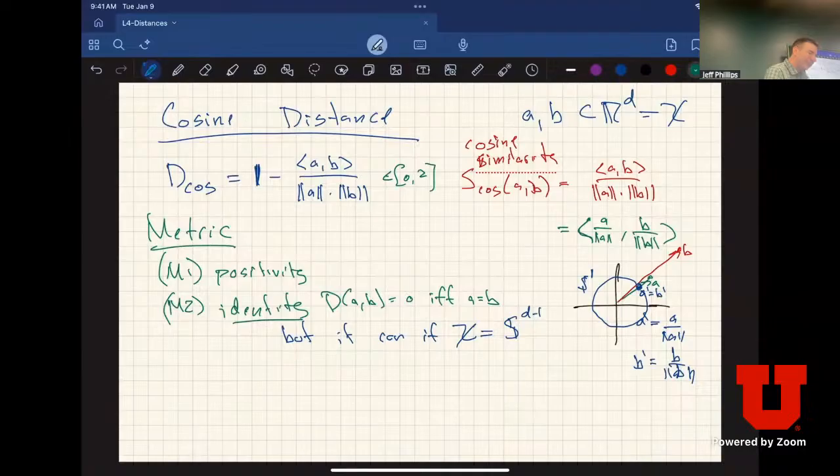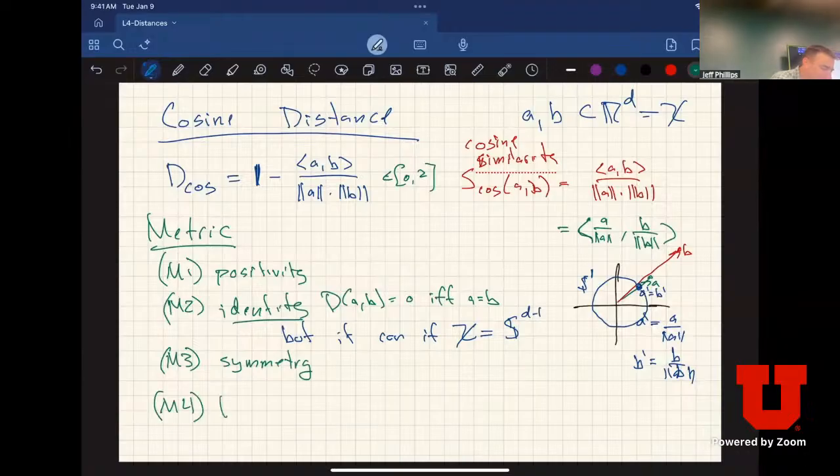Okay, so it's not a metric, but we can kind of fix it so far. M3 was the symmetry property. This is not like the distance where I was measuring the difference in the coordinates, but does this satisfy the symmetry property? If I swapped A and B, are they going to give me the same answer? Yeah, because the dot product is symmetric. So this satisfies symmetry. We're doing good, we're almost there.